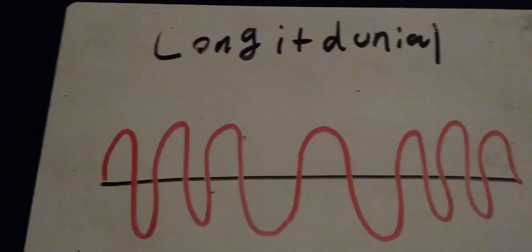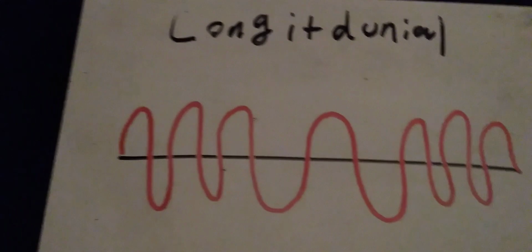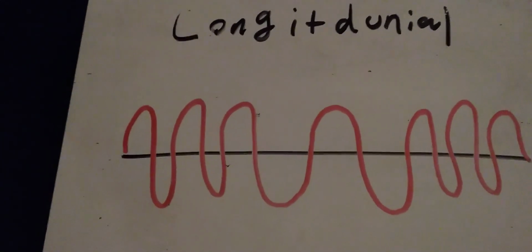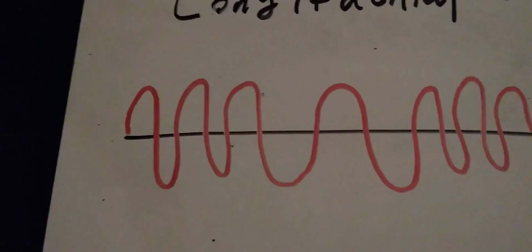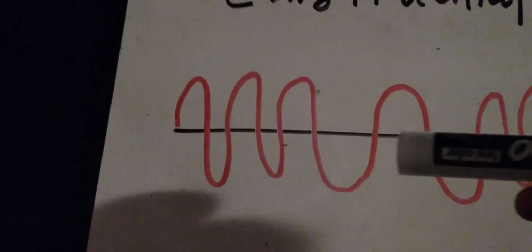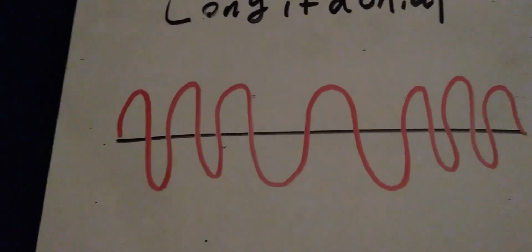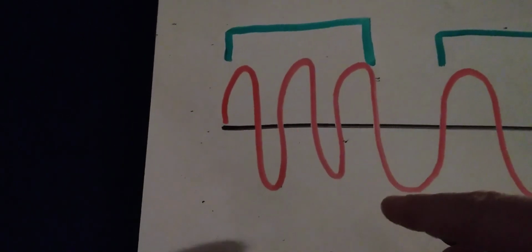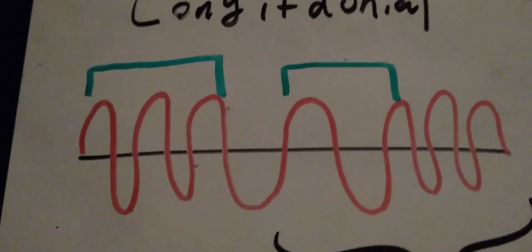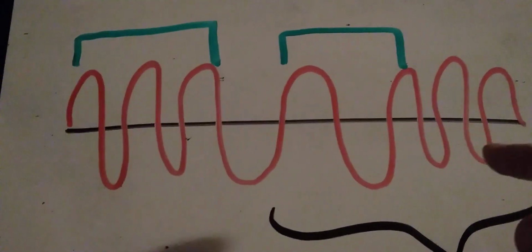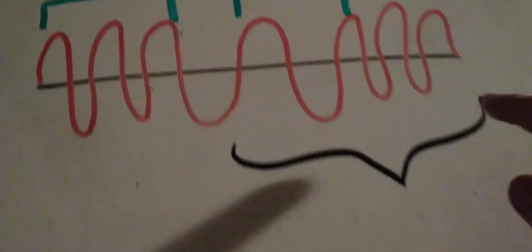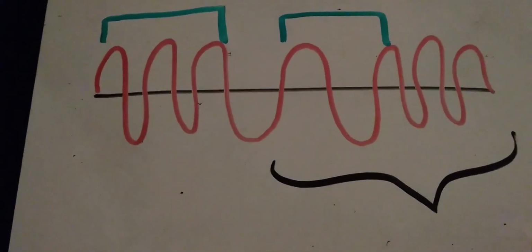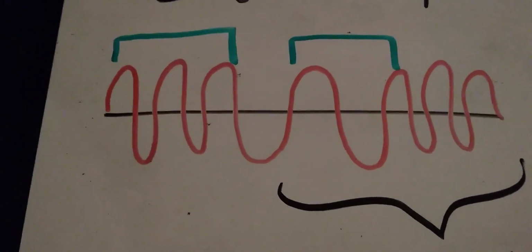The other kind of wave is longitudinal, and like transverse waves, they also have wavelengths, which is the space between this more compressed area, which is called a compression, and this more spaced out area. This is a rarefaction, where the wavelengths are more spaced apart. And the full wavelength includes both the rarefaction and the compression.